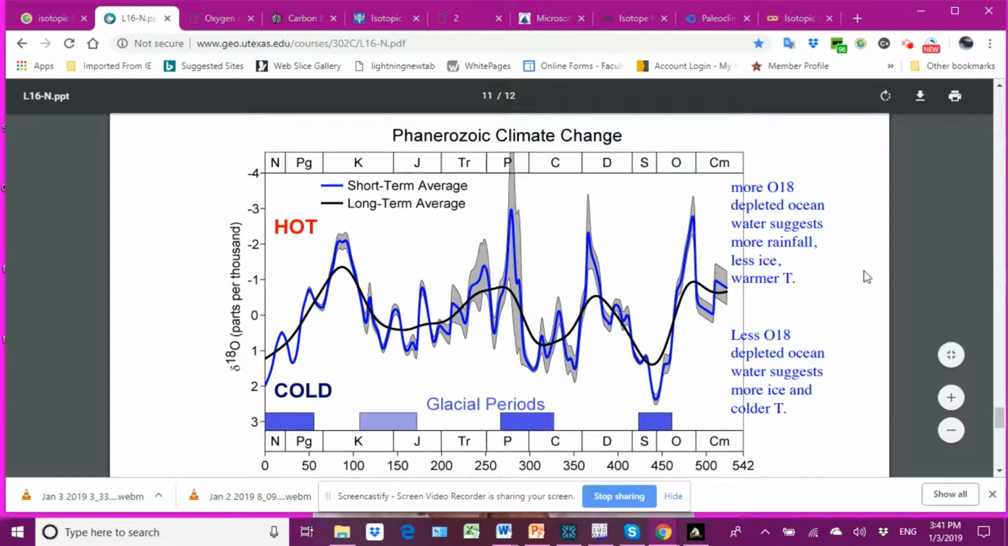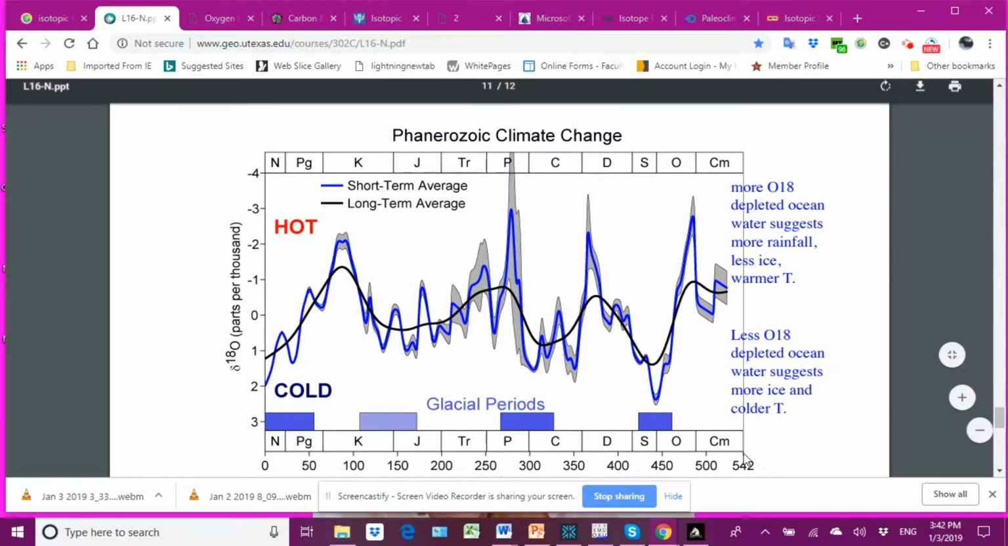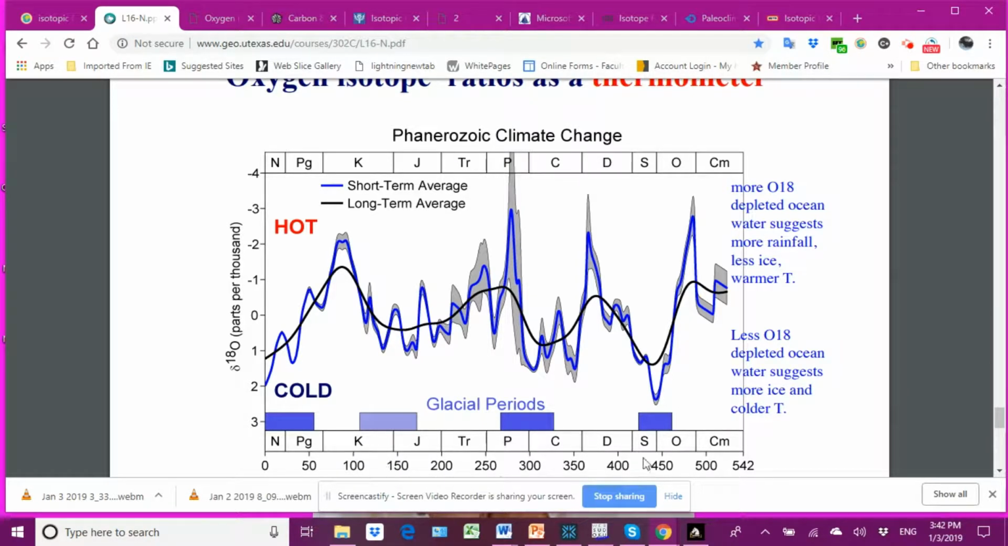Okay, so let's take a look at this graph here. What we're showing is using the oxygen isotope as a thermometer. And this is going back a long way, from present day back to basically the time of the Cambrian explosion, 542 million years ago. So this is millions of years ago on the horizontal axis. Here we have the Cretaceous, Jurassic, Triassic, and so forth. Carboniferous, Devonian, Silurian.